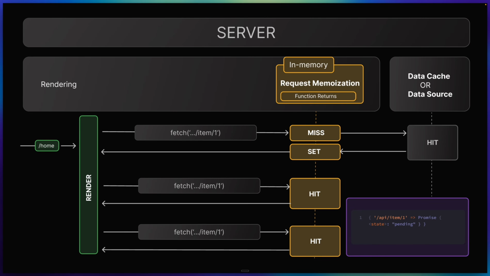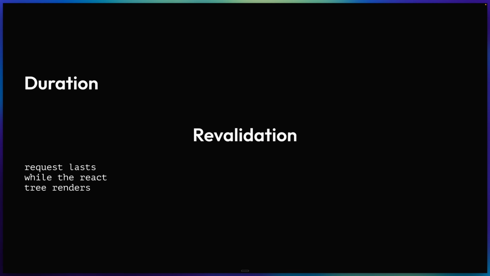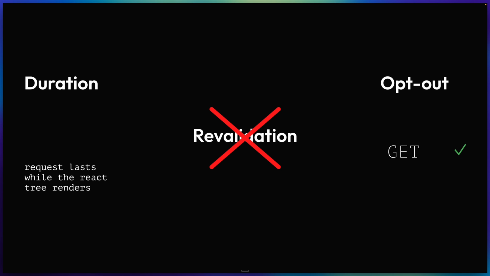Now before we move on, let's quickly break down a few final bits about request memoization. First, duration. This cache is short-lived. It only lasts during the server request while the React tree is rendering. When the render is done, it's gone. Second, revalidation isn't needed. Since the memoization is scoped to a single render, it doesn't persist across requests, it resets automatically, so there's nothing for you to manage. Now in terms of opting out, there's not much to worry about either. Memoization only applies to GET fetch requests. Anything like POST, PUT, or DELETE isn't memoized anyway. And honestly, it's such a helpful optimization from React that you probably don't want to disable it.